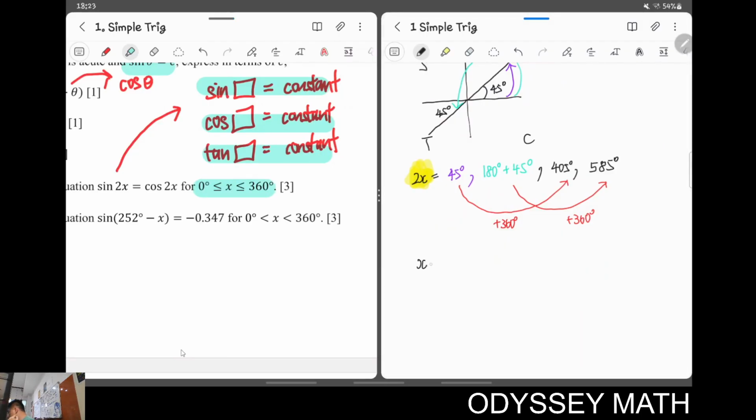So now x will be equal to 22.5 degrees, 112.5 degrees, 202.5 degrees, and 292.5 degrees after dividing throughout by 2. And we are done with this question over here. So that's about it.